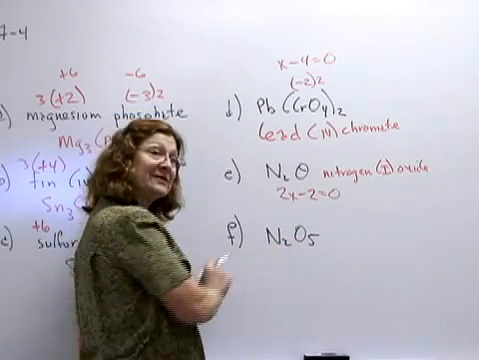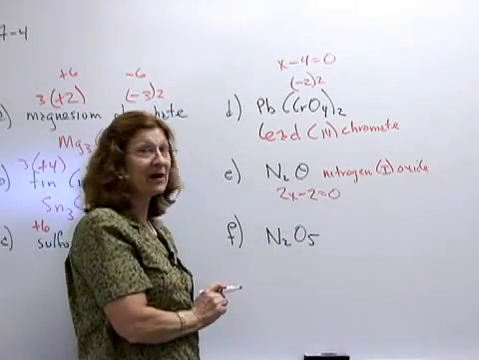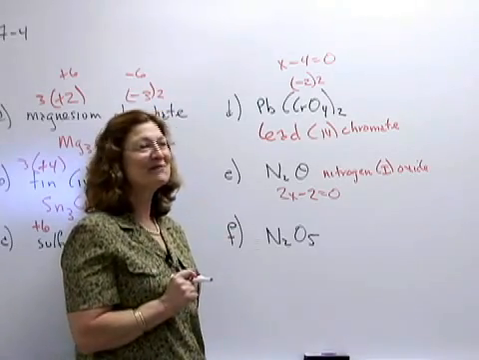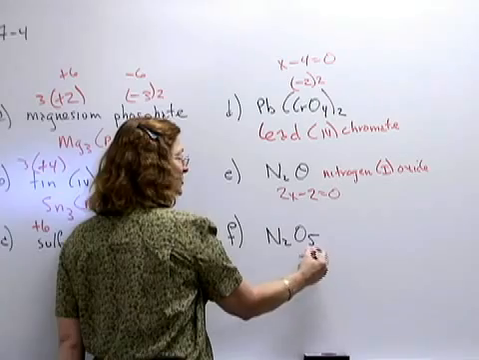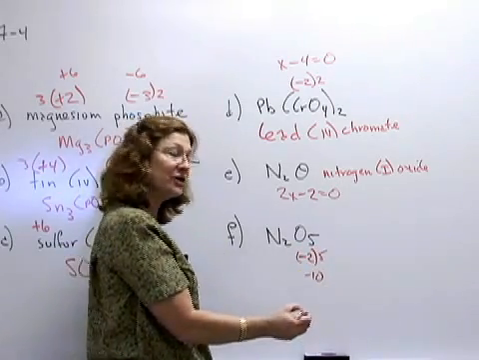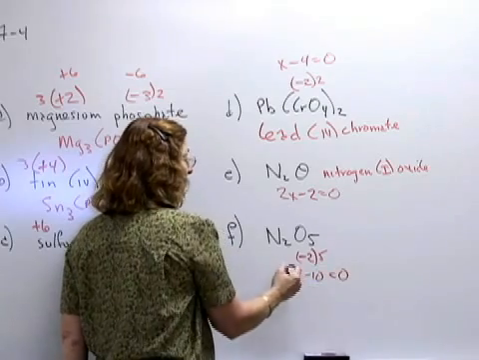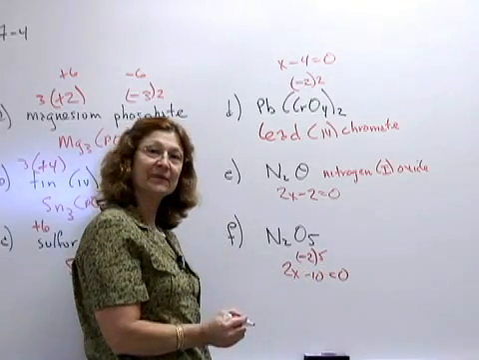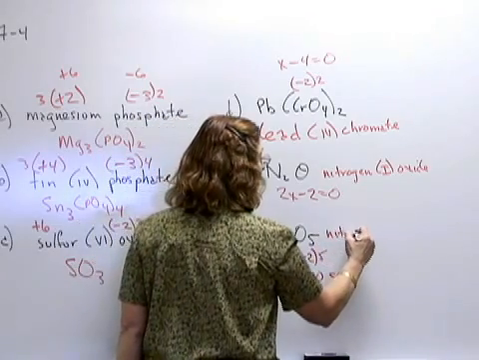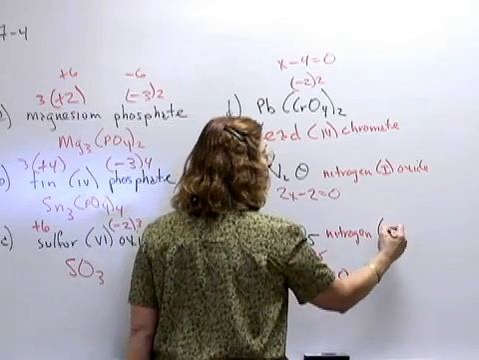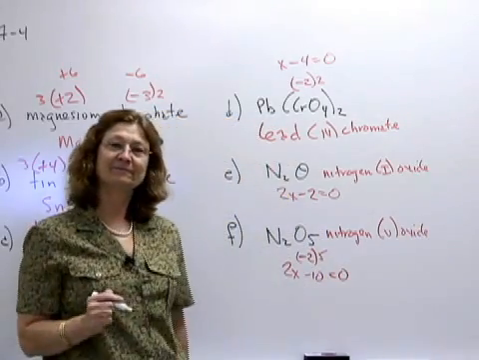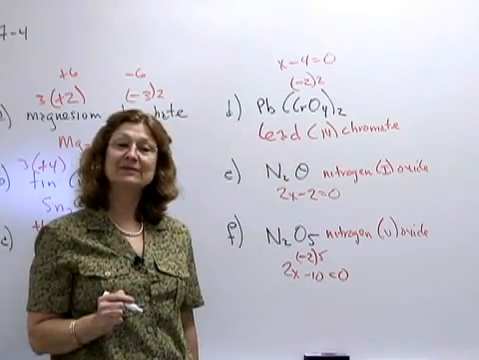Now we could also call this dinitrogen pentaoxide. That would be fine, and I would accept that for full credit. However, when I give it to you, I won't give it to you in that form. So oxygen is -2. There are 5 of them. That gives me a -10 on the oxygen. Compounds are 0. There are 2 nitrogens. Nitrogen is +5. So it's nitrogen, Roman numeral 5, oxide. And that's how we do those problems.